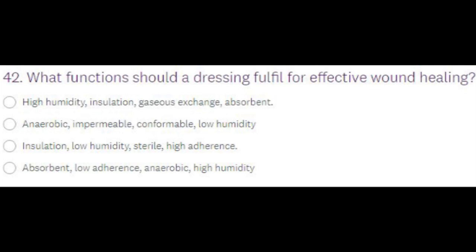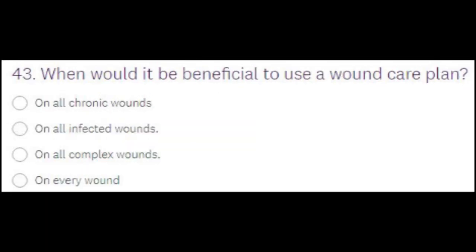Option A is the right answer, that is high humidity, insulation, gaseous exchange and absorbent. Third question. When would it be beneficial to use a wound care plan? Option A, on all chronic wounds. Option B, on all infected wounds. Option C, on all complex wounds. On every wound is the fourth option. On every wound is the right answer. That is option D is the right answer.